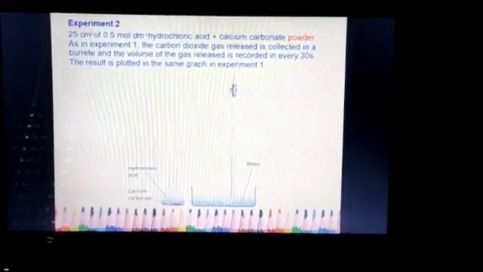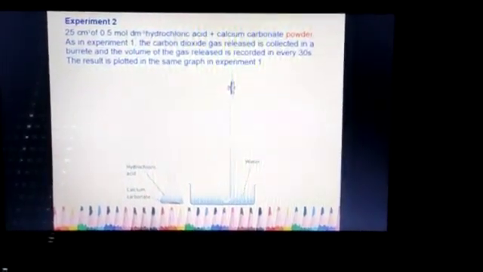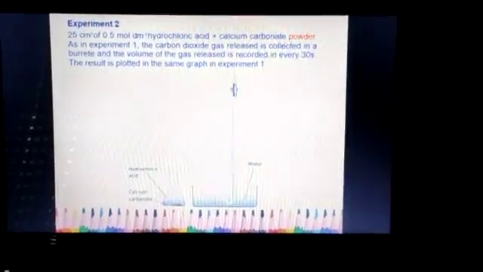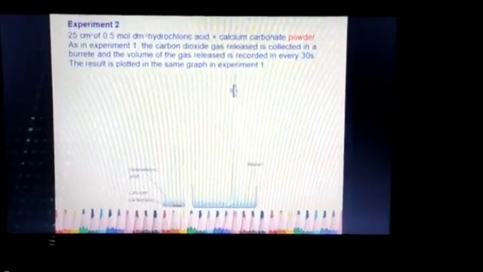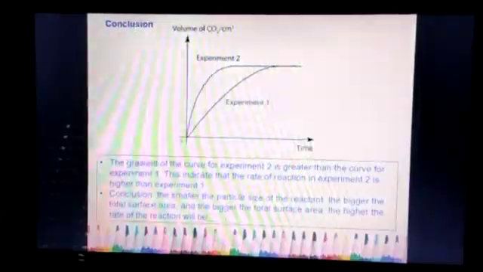The second experiment is 25 cm³ of 0.5 mol/dm³ hydrochloric acid with calcium carbonate powder. As in experiment 1, the carbon dioxide gas released is collected in a burette and the volume of gas released is recorded every 30 seconds. The result is plotted in a graph as in experiment 1.